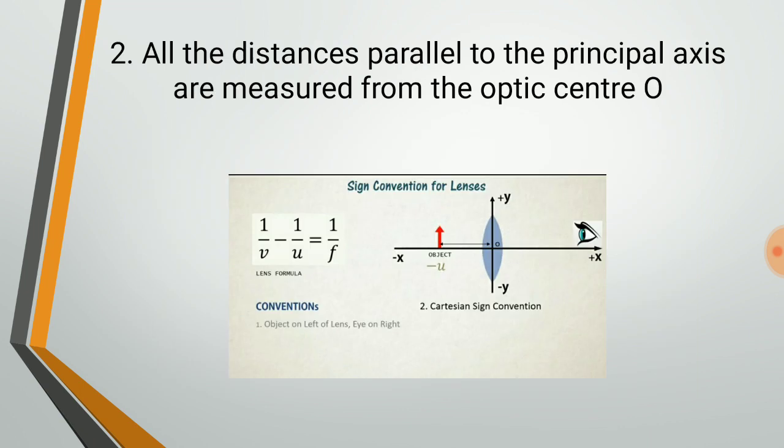The second one is all the distances parallel to the principal axis are measured from the optic center O. In mirrors we would have seen the same sentence, but instead of optic center, there we encounter the pole P. Since it is a lens, here we have the optic center. Other than that, it is the same explanation. All the distances parallel to the principal axis we are supposed to measure from the optic center O.